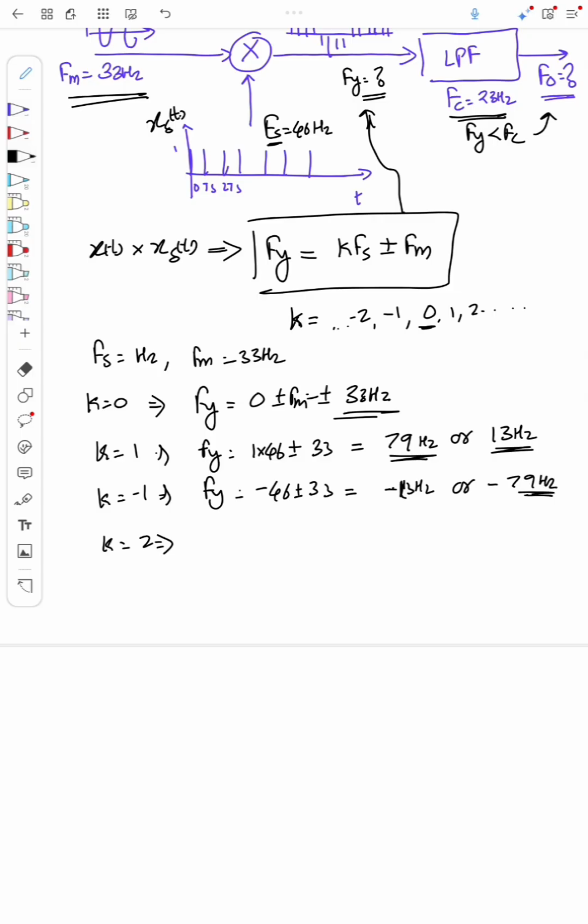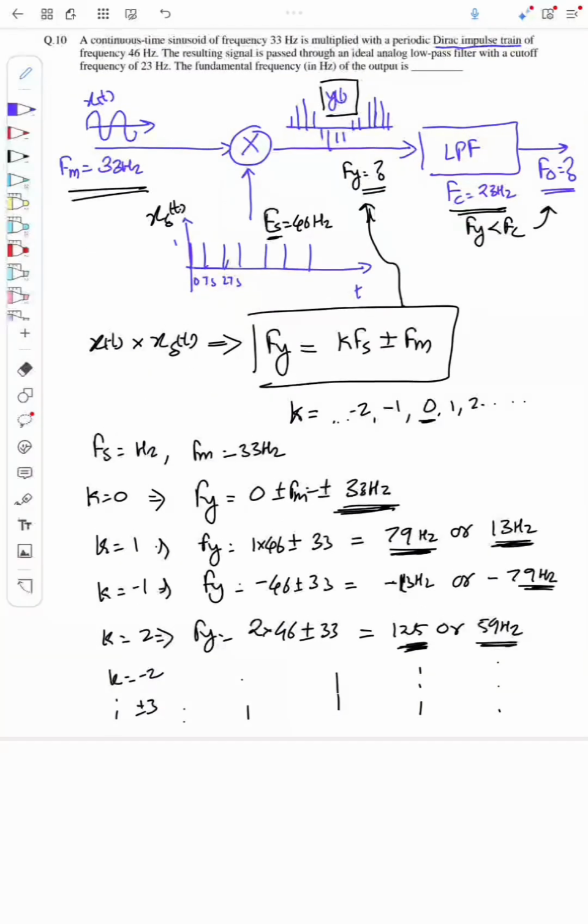Now if k equal to 2, fy is equal to 2 times 46 plus or minus 33, which is either 125 or 59 Hz, right? Similarly for k equal to minus 2, minus 3, etc. So as the k value increases, this value increases like this, right?